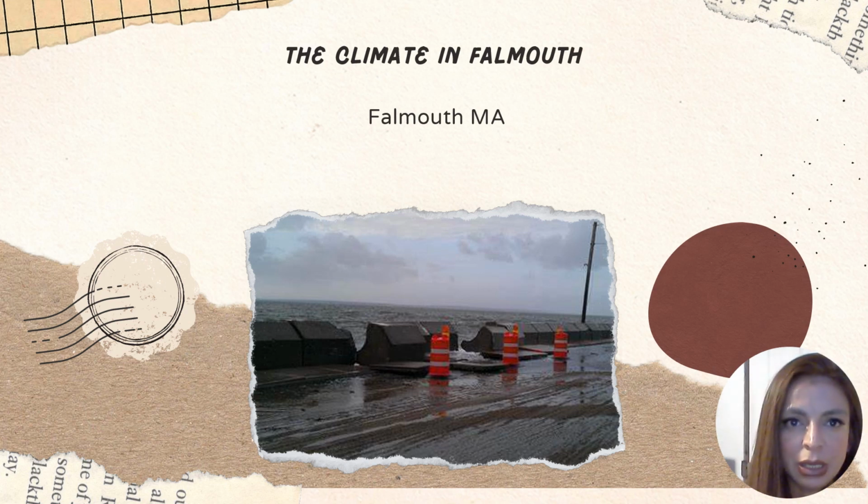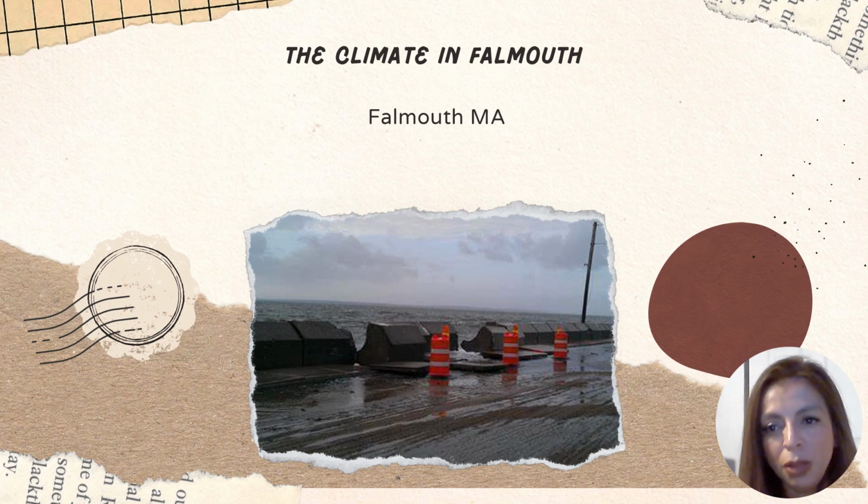Let's talk about the climate in Falmouth, Massachusetts. The climate is basically the description of the long-term pattern of weather in a place. Climate can mean the average of weather for a particular region and time period, taken over 30 years. Climate is the average of weather over time.